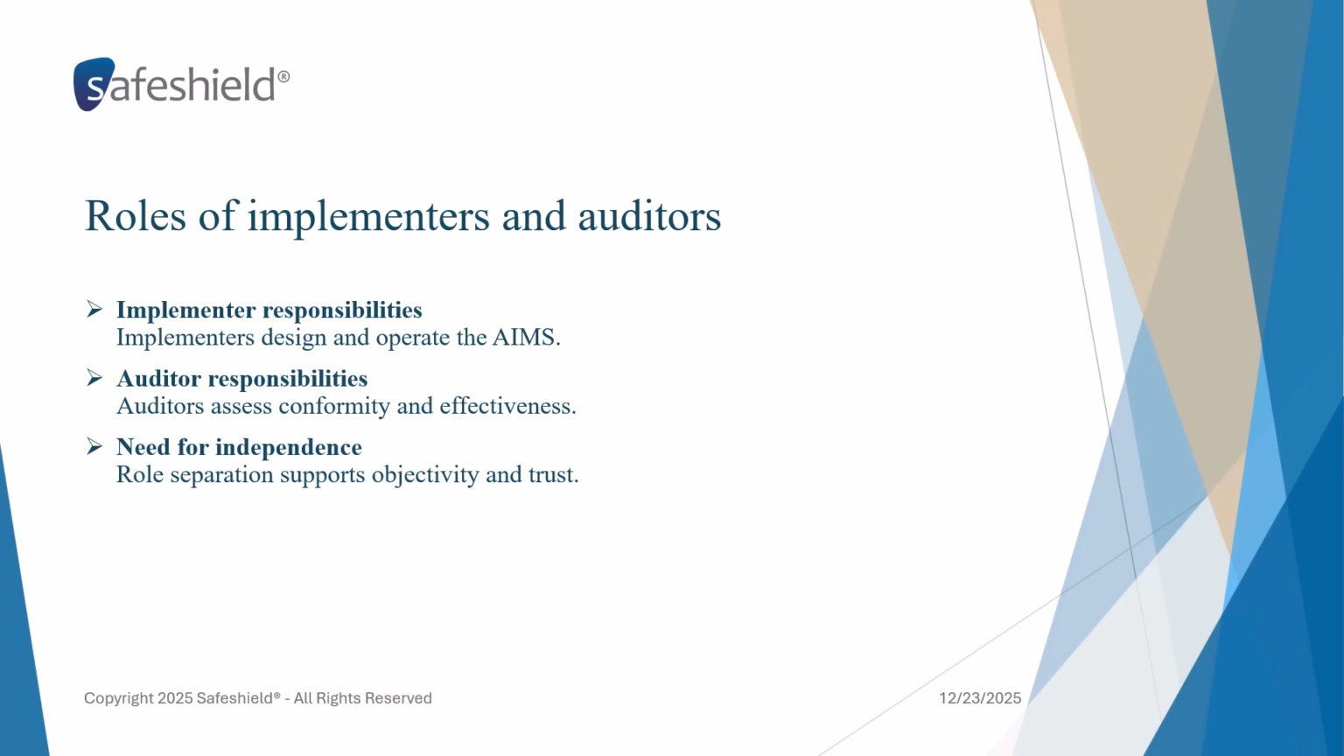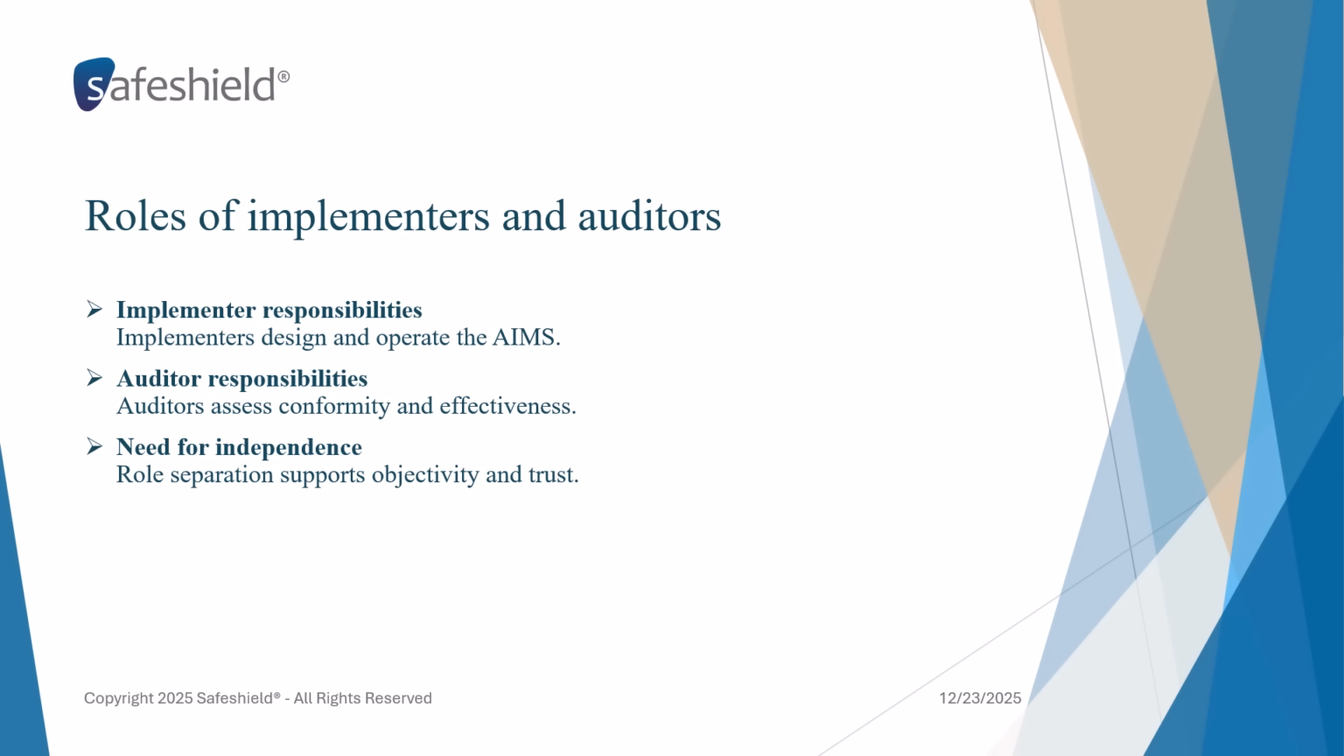Effective governance depends on constructive interaction between implementers and auditors while preserving independence. Implementers should view audits as an opportunity to improve system maturity rather than as adversarial events. Auditors should focus on evidence, risk significance, and system effectiveness rather than checklist compliance.